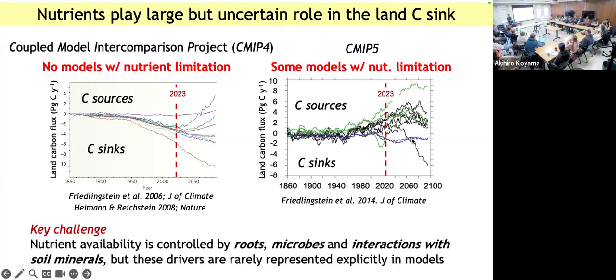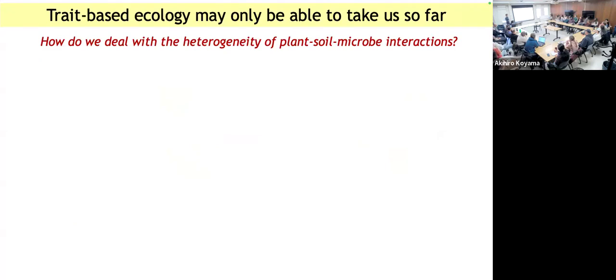And I would say the key challenge with modeling nutrient availability is that what controls nutrient availability are the interactions between roots, microorganisms in the soil, and their interactions with minerals that basically are the key drivers of what determines this nutrient availability. And we don't have good representations or good ways of modeling this right now. So what do we do about that?